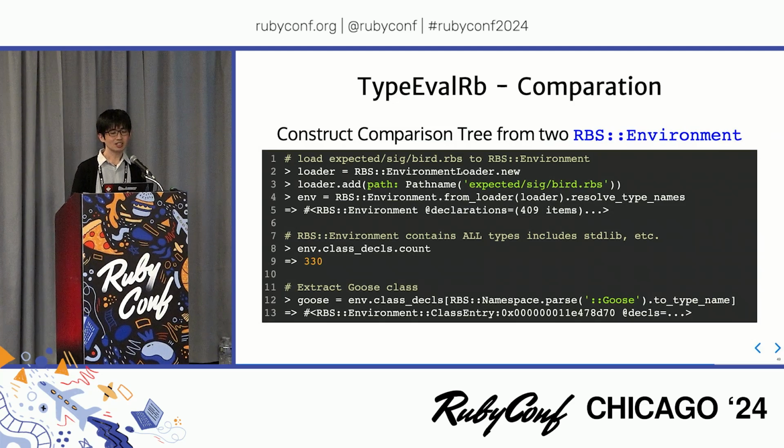How do we compare the inferred RBS types with the expected RBS types? I am considering building a comparison tree using the RBS environment. The environment loader can be used to load the RBS for a given path. However, the number of class decls is over 300 because stdlib and others are also loaded in this environment. To extract only the Goose class, we can use hash access to class decls.